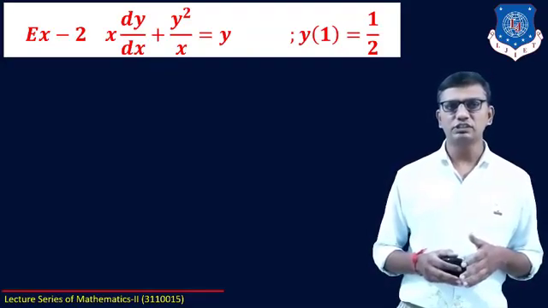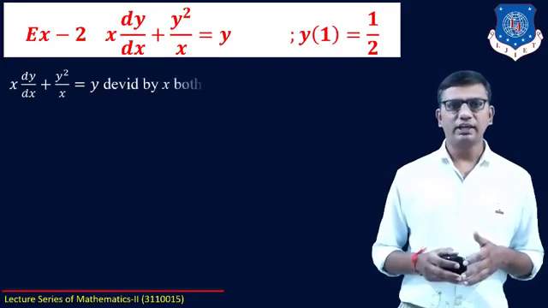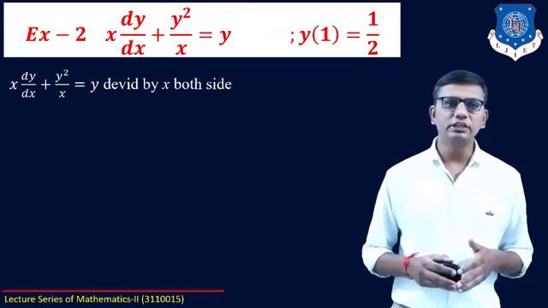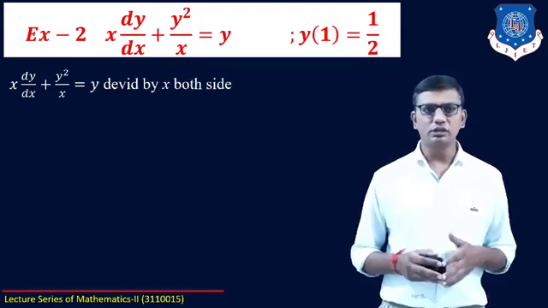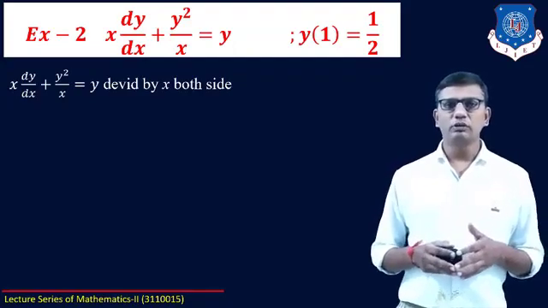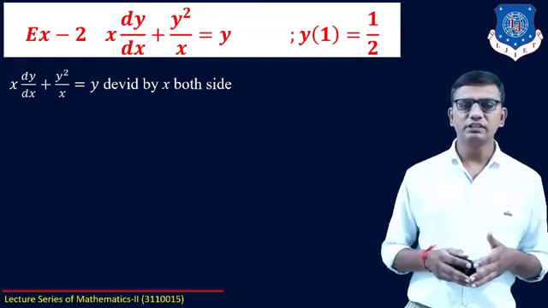Here our differential equation is dy/dx + y^2/x = y, which looks like a first order, first degree linear differential equation, but it is not a linear differential equation because we have a y^2 in the second term on the left hand side. So it is a Bernoulli's equation or non-linear differential equation.